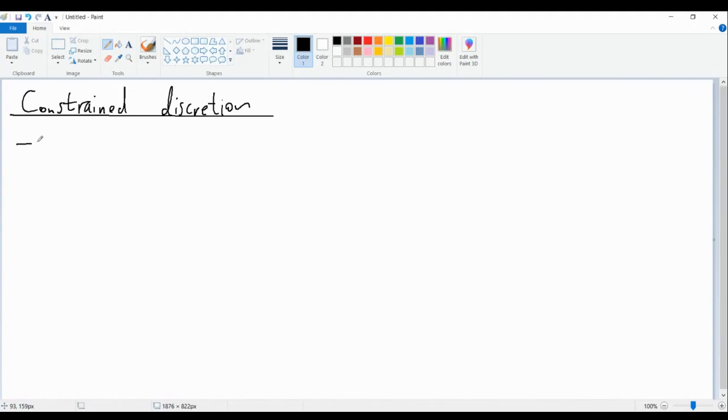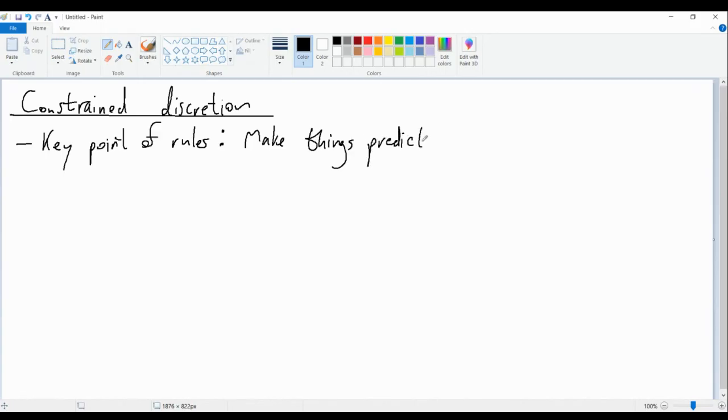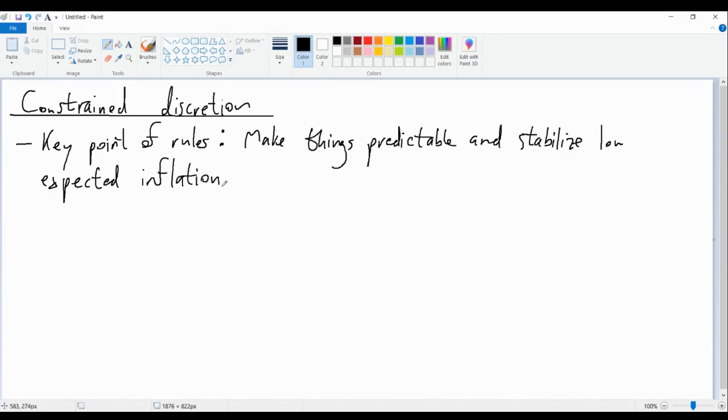So what do we want here? Well, remember that the key points of policy rules were to try and make things predictable and to also try and stabilize a low level of expected inflation. So the question is, is there some way of doing that without following a rigid rule, like Switzerland, or the Taylor rule for that matter?